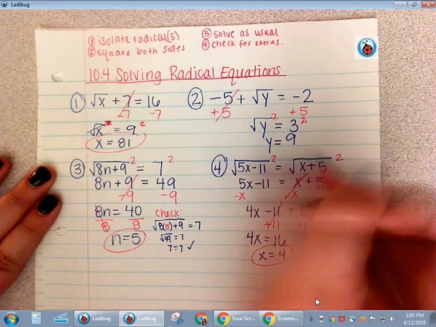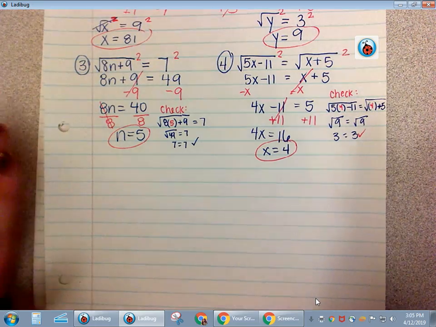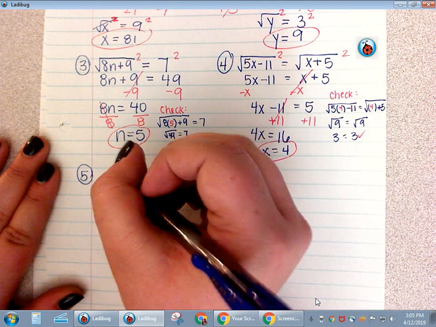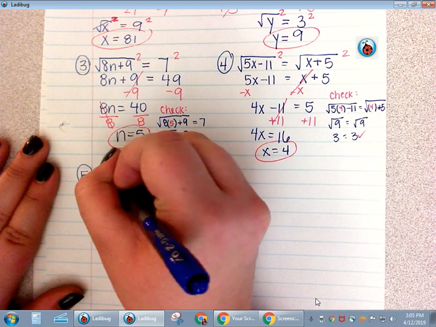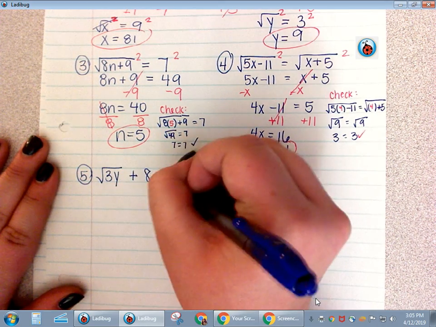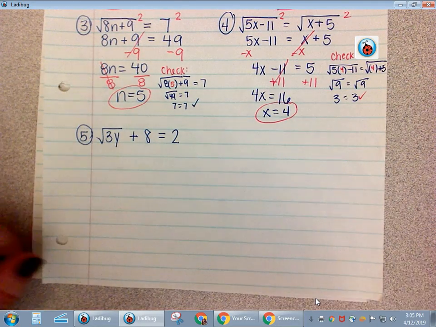So far, all of our answers have worked in these problems. There will be some where they don't, so we do have to check it every time. Don't skip that step. All right, let's move on. Number 5. Let's do square root of 3y plus 8 equals 2. So it kind of looks like the top ones we did. Let's get our radical by itself.